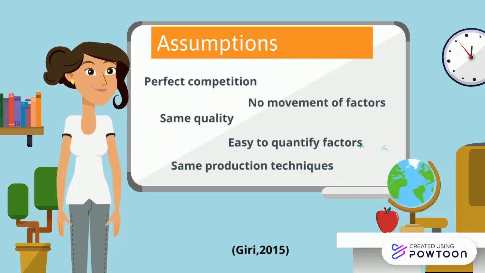The third one is that both countries have the same quality in the products that they are selling. The fourth one is that it's easy to analyze and quantify how much of the factors are being used and involved. And the fifth one is that the techniques of production must be identical in both countries. But right now we are going to see some problems with these assumptions.